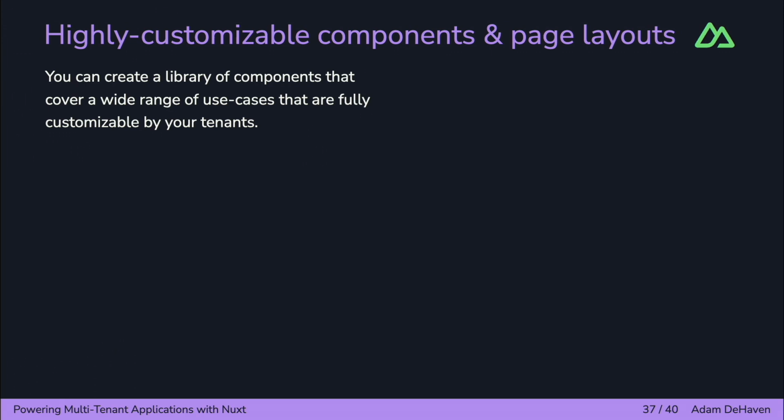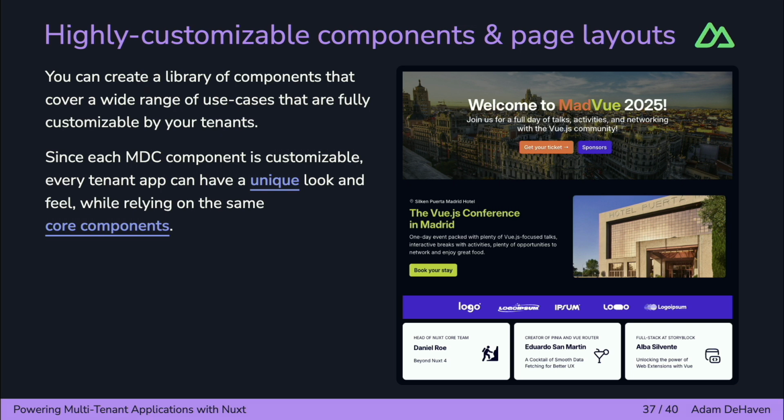And taking this a step further, you can actually create an entire library of components, right, that cover a wide range of use cases that are fully customizable by your tenant. And keep in mind, you can have your own set and still use something like Nuxt UI. There's nothing to say you can't use both. It's just whatever suits your need, right? It's whatever you globally register, you can make available for your customers or users.